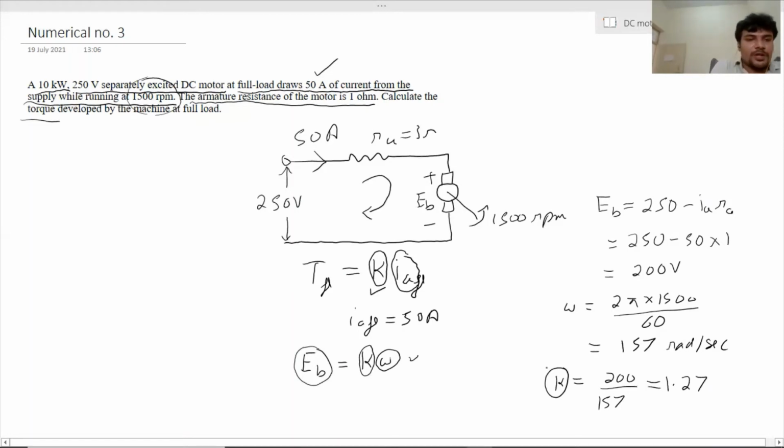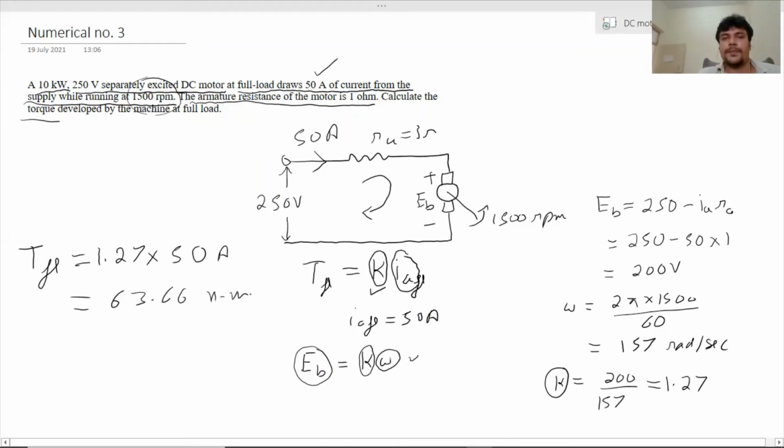So what will be our torque? Full load torque will be 1.27 times the full load current. What is the full load current here? It is 50 ampere. So the answer will come out to be 63.66 Newton meter. Okay, so this is how you can do this type of question, calculating torques.